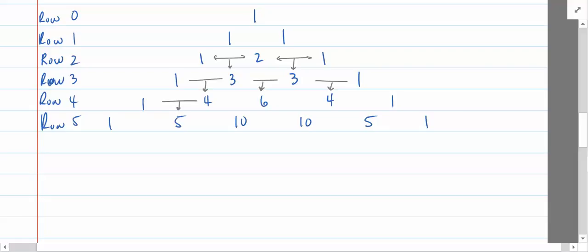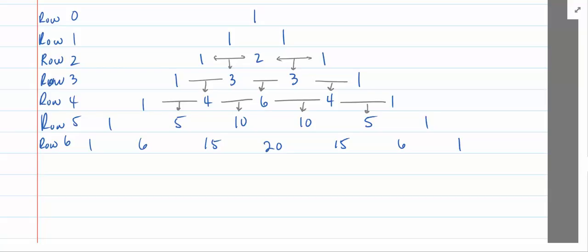In the next row, 1 and 4 makes 5. 4 and 6 makes 10. 6 and 4 makes 10. 4 and 1 makes 5. Row 6 adds 1 at the beginning. 1 and 5 makes 6. 5 and 10 makes 15. 10 and 10 makes 20. 10 and 5 makes 15. 5 and 1 makes 6. And we finish out that row with 1.